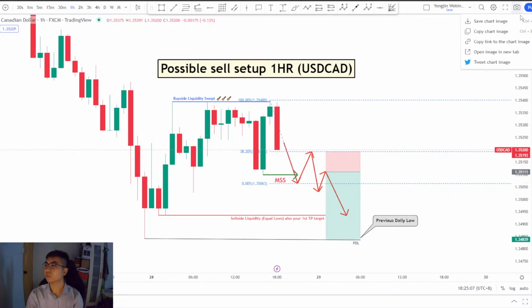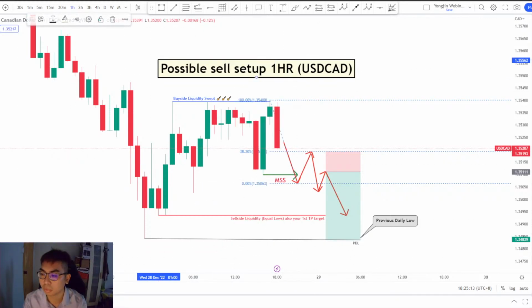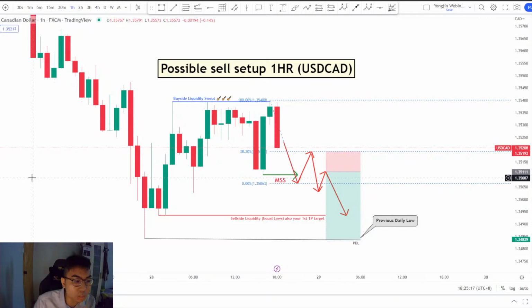So I'll just screenshot this down and send it to chat. Possible sell setup USD CAD. I always look out for the 38.2% area for the retracements.